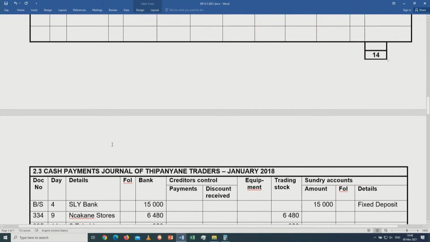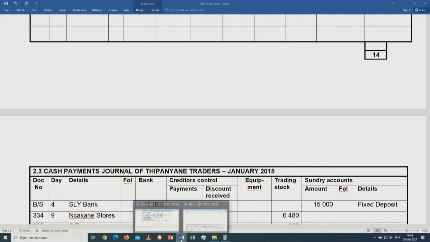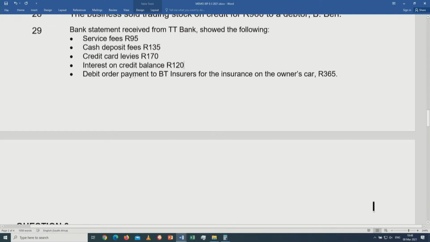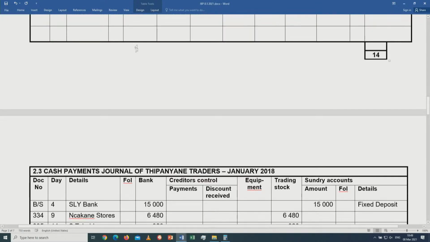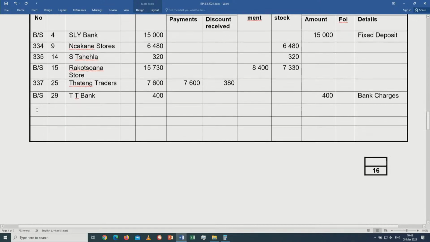All right. Then on the very same last transaction again, debit order payment to BT insurer for the insurance of the owner's car. In this case, what happened is a payment. It must go to our cash payment journal. Therefore, this is how it will look, cash payment journal.